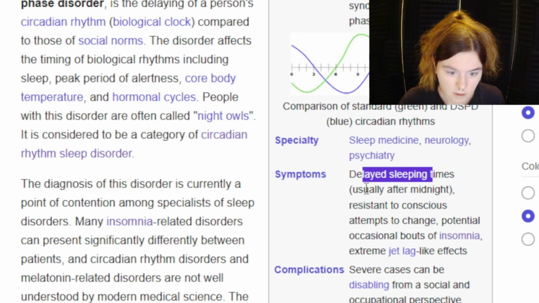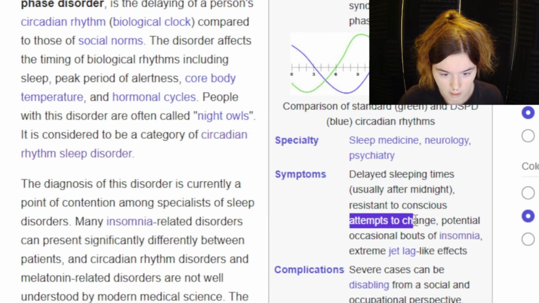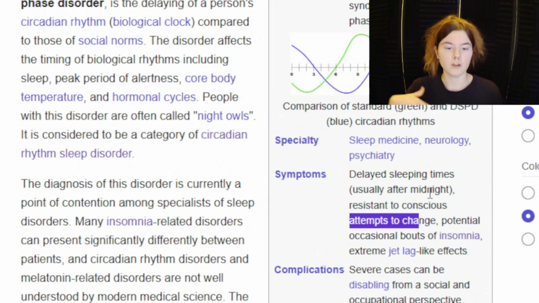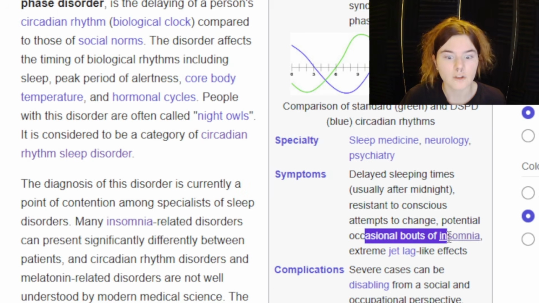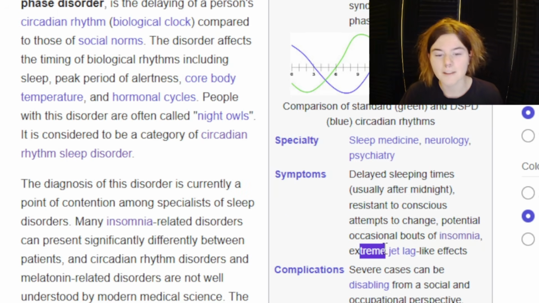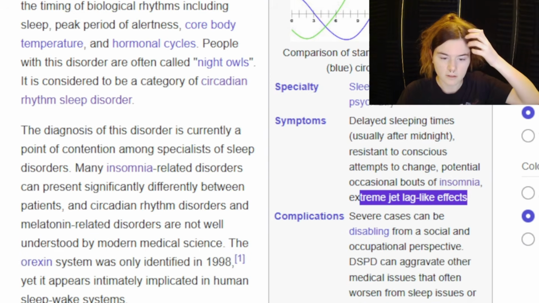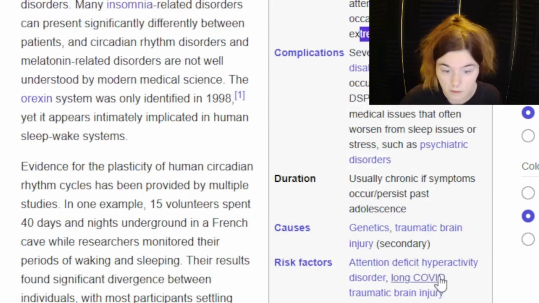Delayed sleeping times, usually after midnight, resistant to conscious attempts to change. Oh, that's a big one. When you try to force yourself to go to bed earlier, but you're just lying awake. Potential occasional bouts of insomnia, extreme jet lag-like effects. Hell yeah. Sounds about right.